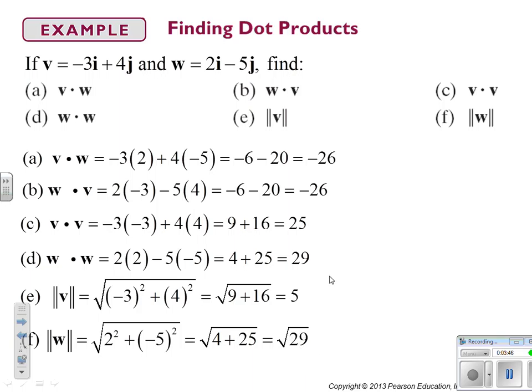Check this out. The dot product in relationship to the magnitude. Is there a relationship between the dot product of a vector with itself and its magnitude? Can you find the relationship?